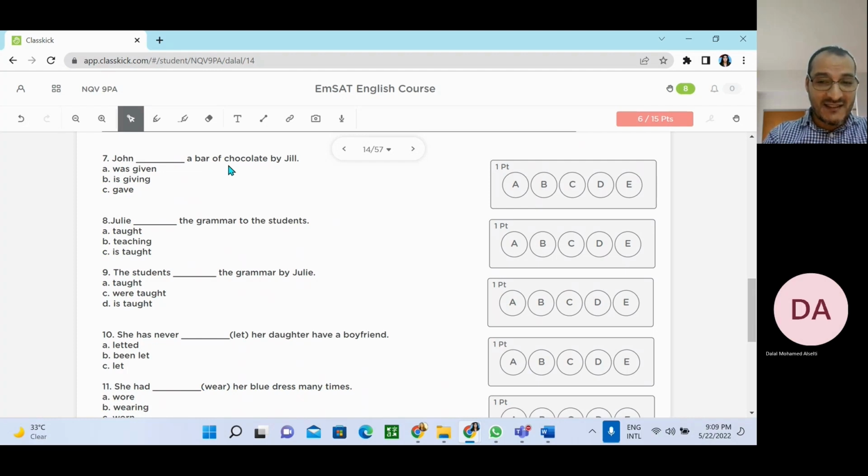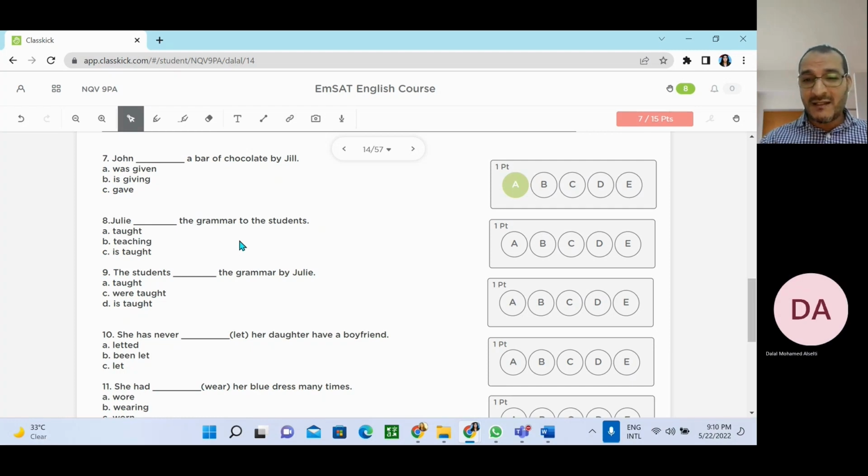Now I think this is passive. Was given. That's right. So John was given a bar of chocolate by Jill. You choose the answer according to the context. The clue here is "by somebody", so that must be passive, right? The standard sentence is active: Jill gave John a bar of chocolate, in the past tense. Now it is passive: John was given a bar of chocolate by Jill. That's it. This is passive.